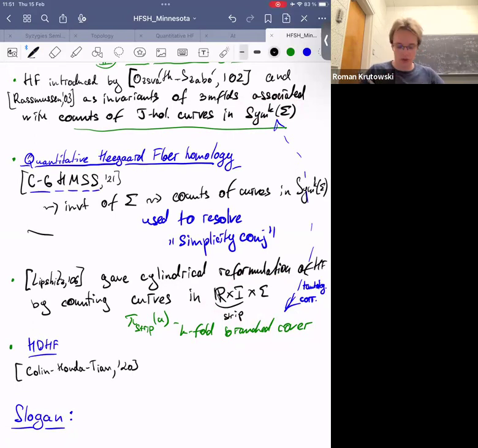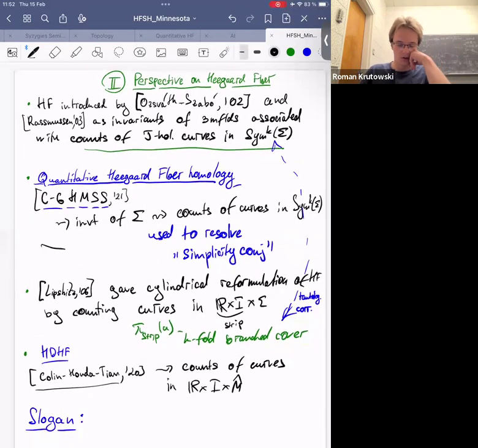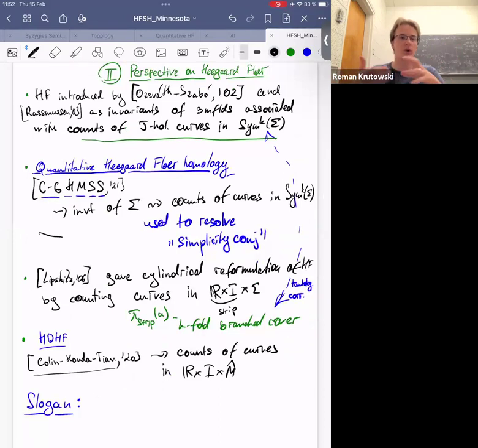And recently, Colin, Honda, and Tian introduced higher dimensional Heegaard Floer homology by counting curves in the product of a strip with the completion of a Liouville domain. So all these invariants are actually just incarnations of Lagrangian Floer homology in this symmetric product setting. And maybe the question for my project is: what is a proper invariant which is an analog of symplectic homology in this symmetric product setting, maybe applying this cylindrical reformulation? And that's what we are going to do.